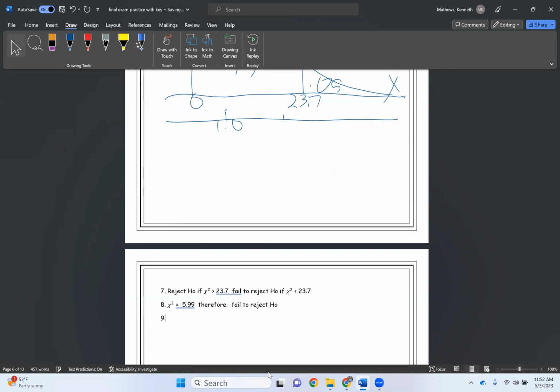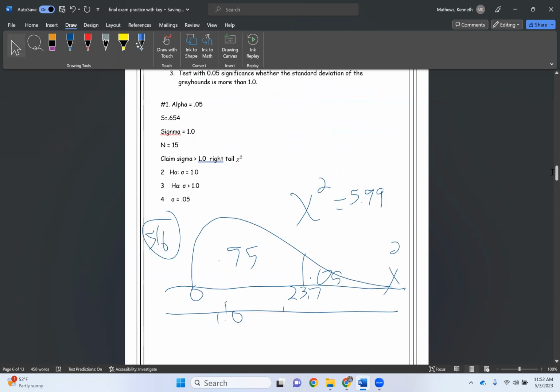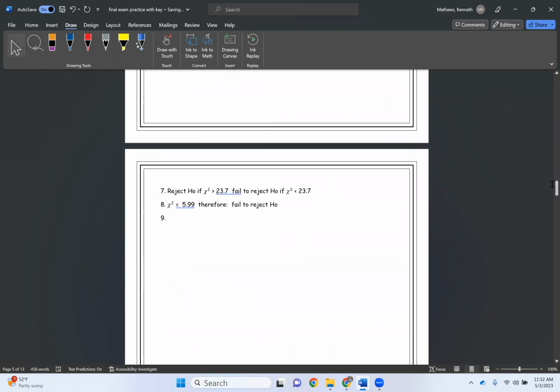So in step 9, what's our final decision? All right, we were trying to prove that the standard deviation was greater than 1. So there is not enough evidence to support that the standard deviation for the speed of greyhounds is greater than 1.0. And we are done.